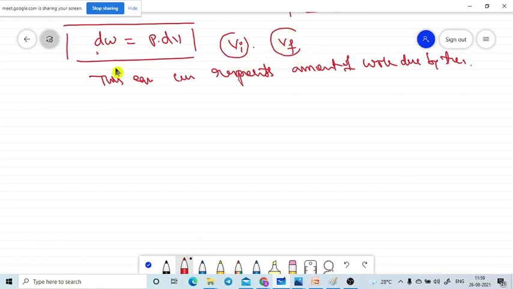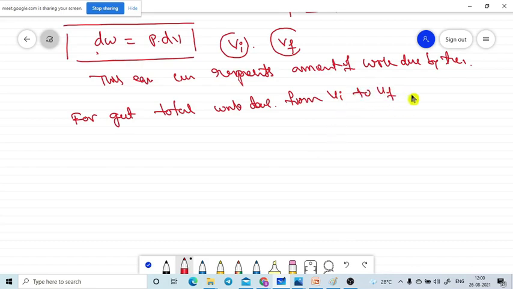How can we get the total work done? We can integrate the above equation with the lower limit being the volume of the system Vi and the upper limit being the volume of the gas Vf. That gives the total work done from Vi to Vf. The volume is changing from the initial volume Vi to the final volume Vf, so we need to integrate the above equation in the limits of Vi to Vf.